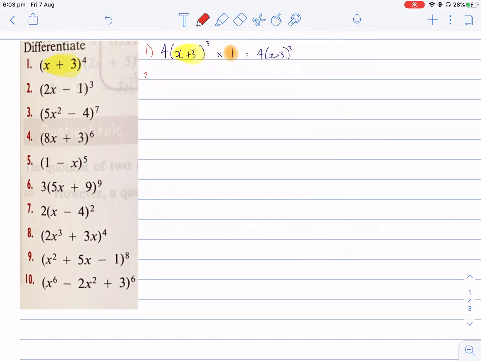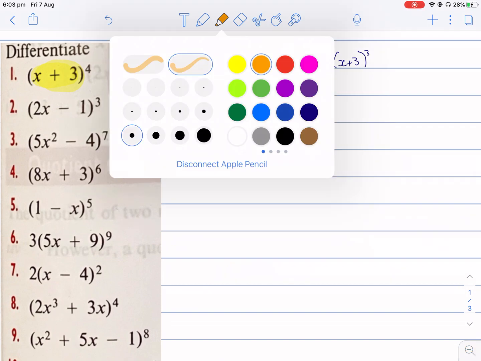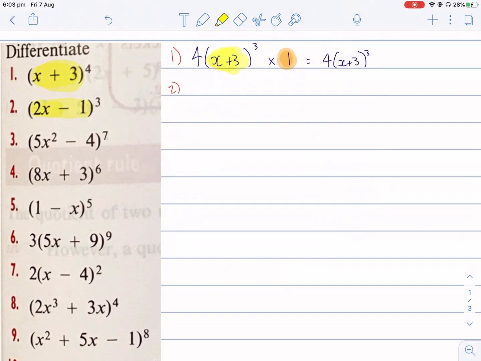Question 2. This time we've got that whole thing to the third. Now, whenever we're raising something to the third, it's 3 times that whole thing squared. That whole thing is 2x take 1. And we're timesing by the derivative of the inside, which is 2, because the derivative of 2x take 1 is just 2. The 1 disappears, 2x just becomes 2. So that means we've got 6 lots of 2x take 1 squared.